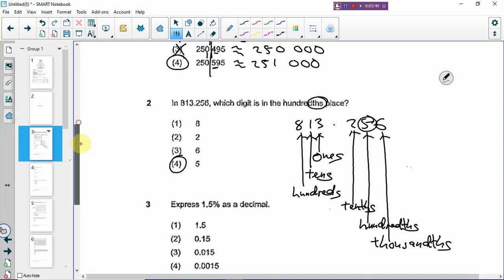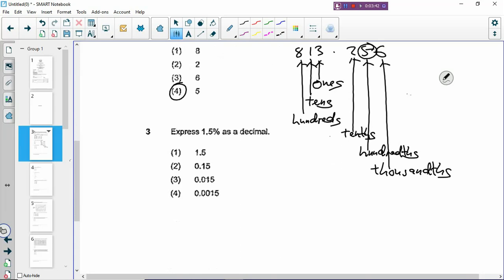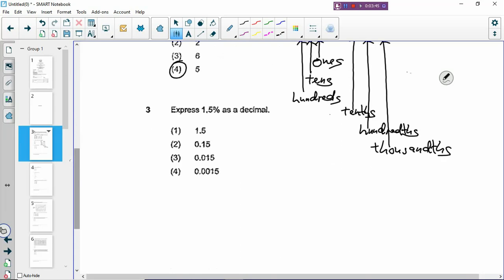Alright, question number 3, express 1.5% as a decimal. For this question, there is a shortcut. Usually students have difficulty doing this because they just don't know how to convert to decimal. So how do we change it into a decimal? It's actually very simple. Whenever you see a percentage, you think about fractions, right? Can I convert to fractions? And then from the fraction, you convert to decimal. So percentage to fraction is something over 100.